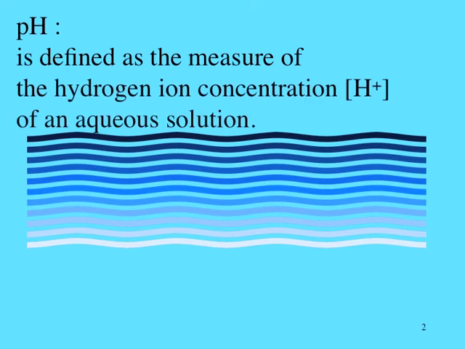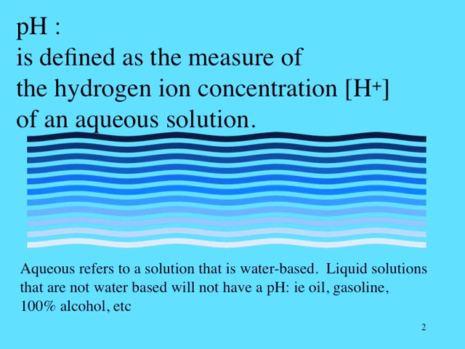Now, pH actually stands for, I believe, percent hydrogen. So the p is lowercase and the H is capital for hydrogen. So it's really a measure of the hydrogen ion concentration of an aqueous solution, aqueous meaning something that's water-based.